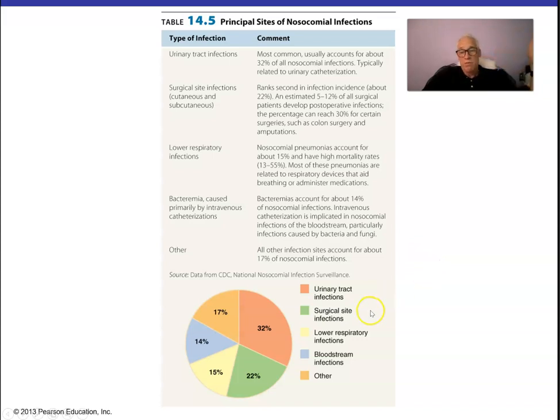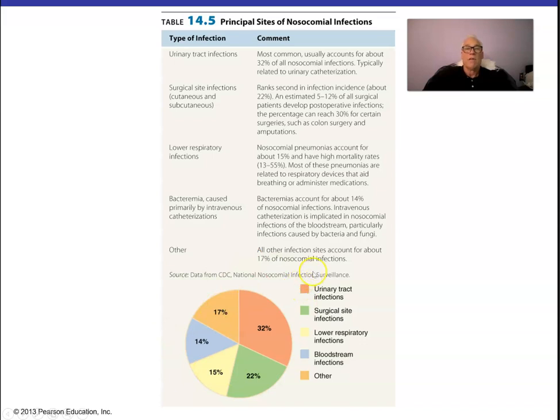Here's a little breakdown of the types of infections that people get. Urinary tract infections, 32% of nosocomial infections are urinary tract infections, largely because of catheters that are placed in the urethra. If you go under general anesthesia, you're very likely to get catheterized, but not necessarily. Depends on the situation. Surgical site infections, right? If you have a big surgery, there's a chance you'll get an infection in the wound, and you have to have some treatment for that. Lower respiratory infections, pneumonias, and so forth, bloodstream infections, and others.